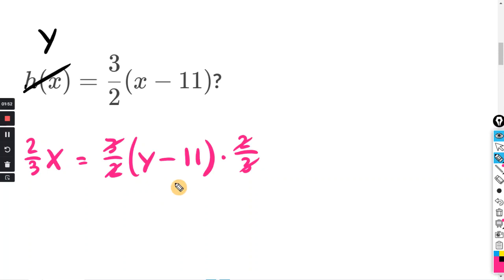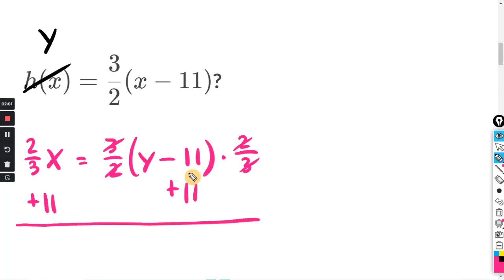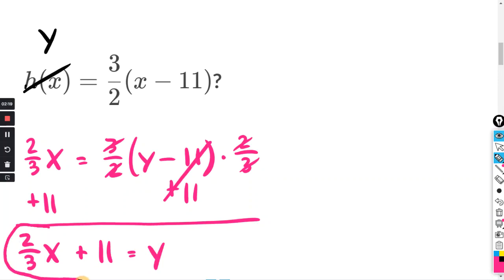Solving for y, the opposite of minus 11 is plus 11. We just do the same thing to both sides. And 11 minus 11 cancels. So we have 2/3 x plus 11, and that equals y. Final answer is just this part right here: 2/3 x plus 11.